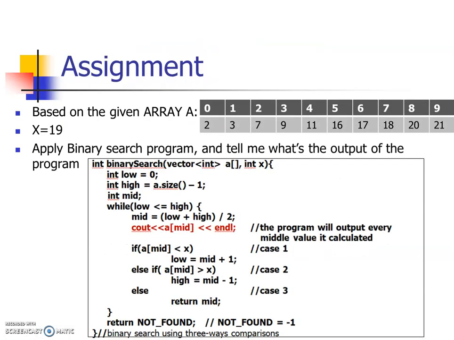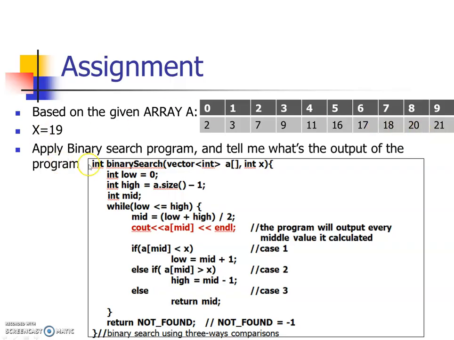To make sure you fully understand the whole program, I have designed a small assignment for you to work on, and this is something that you need to submit via Blackboard. So let's take a look at this. Assume the array A is given, again a sorted array with 10 elements, simple as that. X equals 19, which is the element that we want to search for. And obviously 19 does not exist in this example.